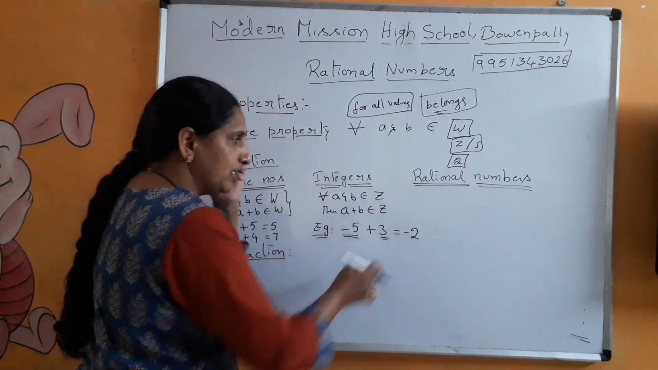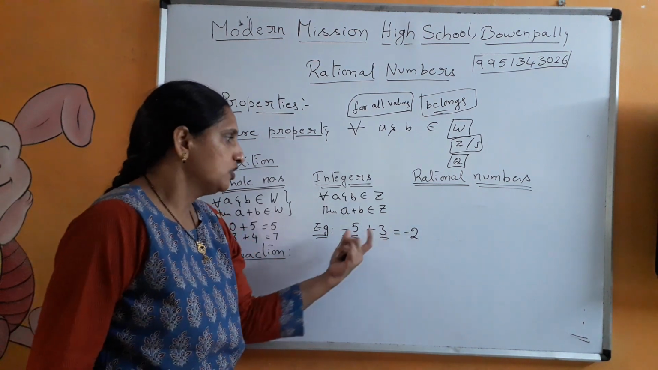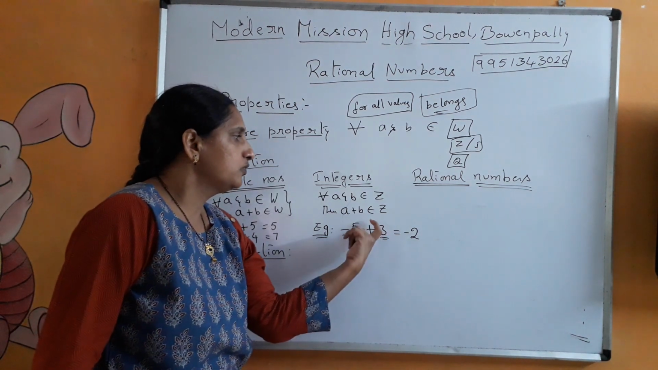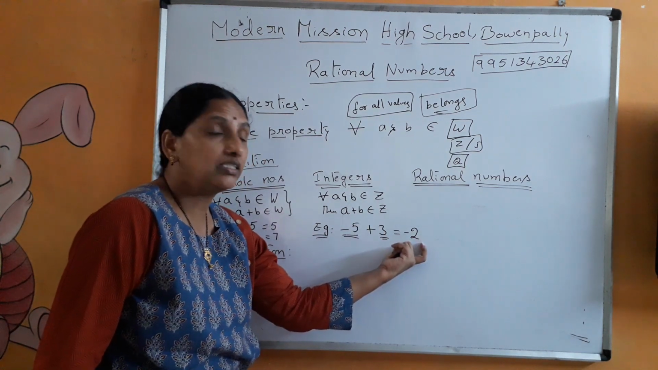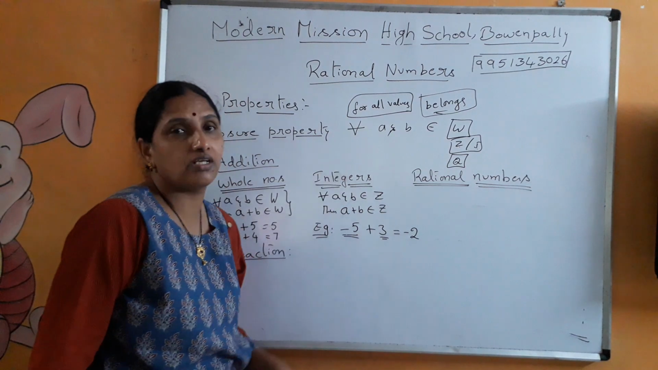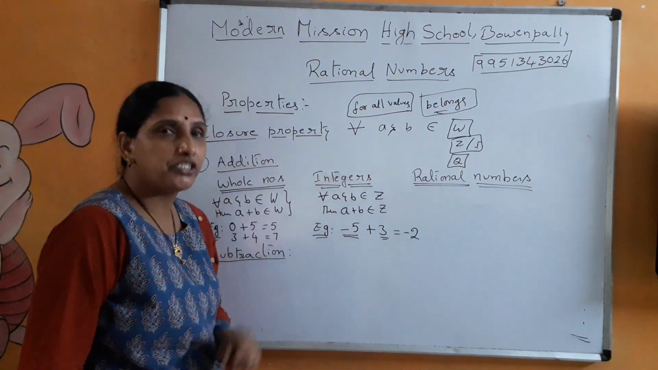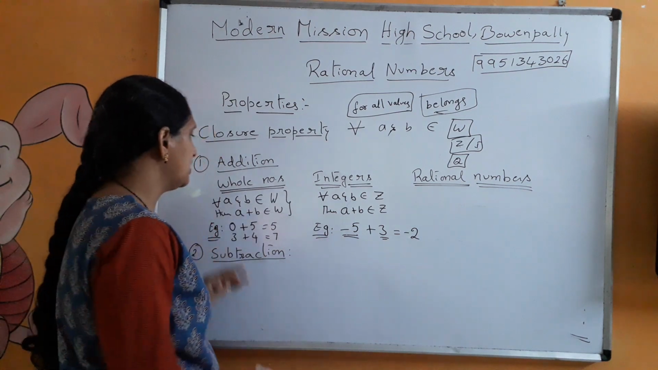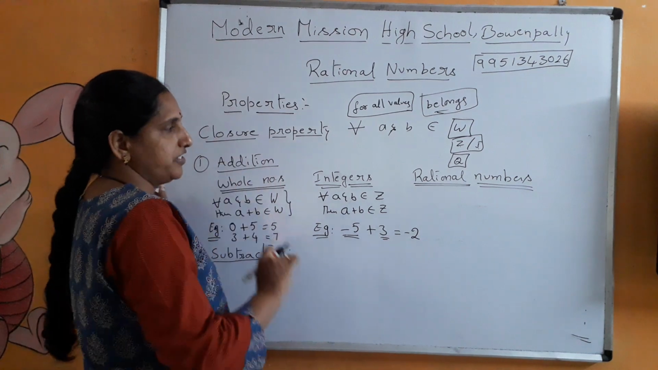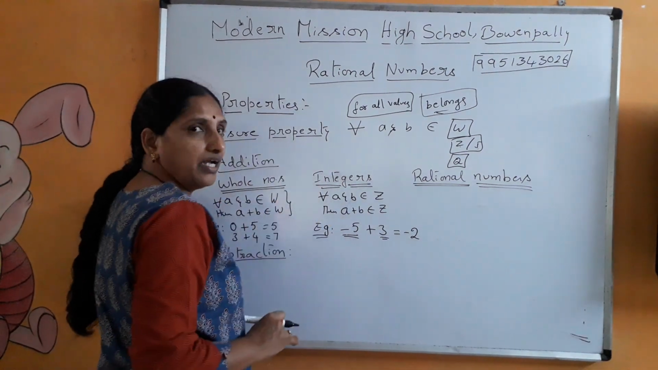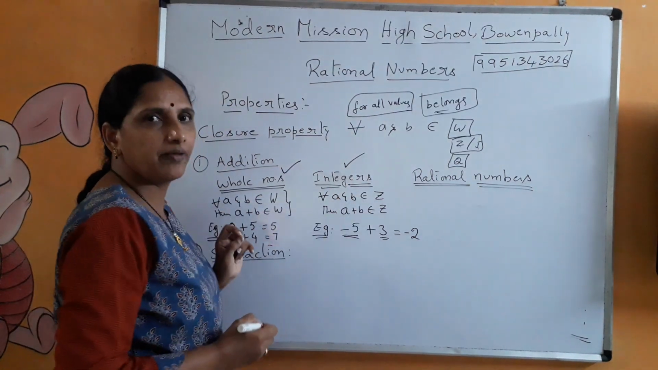So -2, does it belong to integers? Yes. So you have taken two integers here, you have added those two, and the result is also again an integer. So therefore it is closed. So closure property is obeyed by integers under addition. What do we call it? It is closed. Whole numbers are closed under addition. Integers are closed under addition. So closure property is obeyed here, and here also it is obeyed.